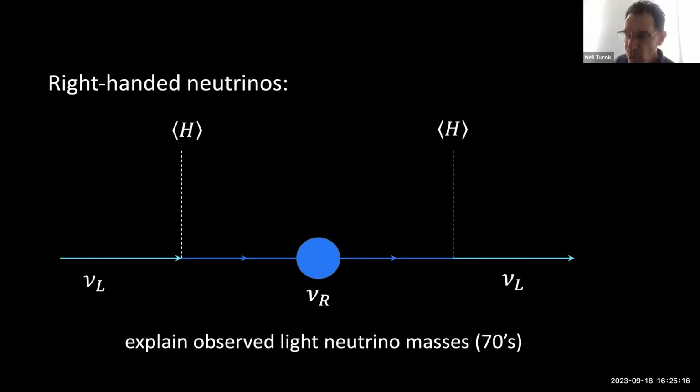And if you want one of these right-handed neutrinos to be the dark matter, you want it to be stable. And that means you want to switch off this decay process.